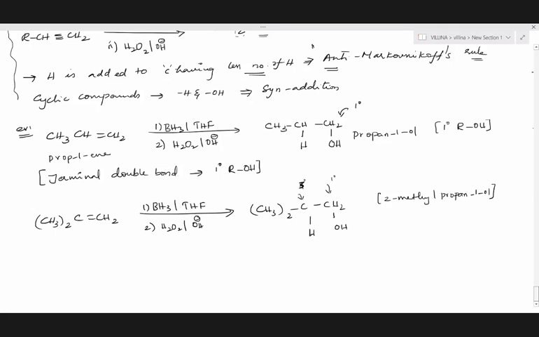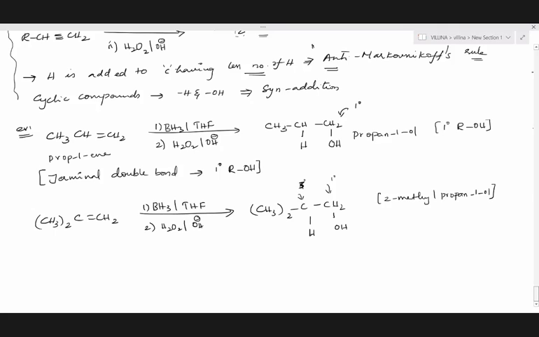I'll give one example. Please tell me the product. After that we will see cyclic compounds. We have CH3 taken twice, C double bond CH2. Same reagents, 1 and 2. What is the final product?